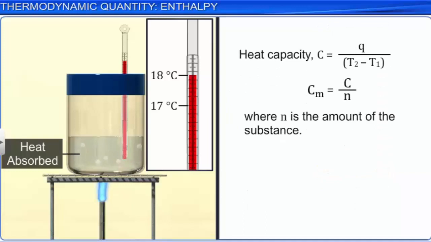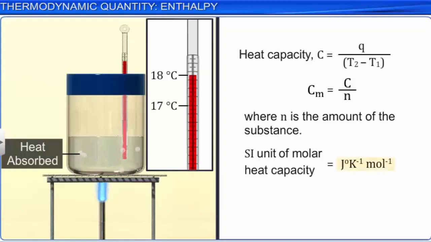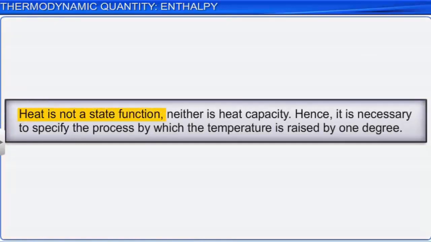The molar heat capacity of a substance is defined as the quantity of heat needed to raise the temperature of 1 mole of substance through 1 degree Celsius or 1 Kelvin. The SI unit of molar heat capacity is Joule per degree Kelvin per mole. The molar heat capacity Cm equals heat capacity C divided by n, where n is the amount of the substance. Heat is not a state function, neither is heat capacity. Hence, it is necessary to specify the process by which the temperature is raised by 1 degree.